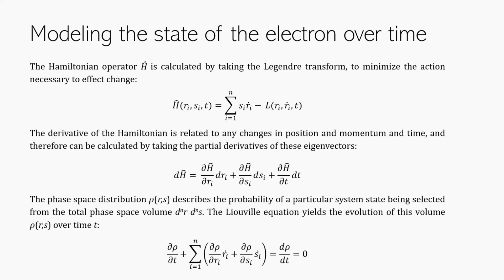The phase-space distribution rho rs describes the probability of a particular system state being selected from the total phase space volume, given the dimensionality of R and the dimensionality of S. And this Liouville equation yields the evolution of this volume, rho rs, over time t. And as a result of geometrical constraints, all of these state vectors are conserved across the system, and the vector field of r dot s dot has zero divergence. And that permits temperature and energy to be conserved across the system. So that gives us the full continuity equation with the entropy unchanged by the linear operation itself.